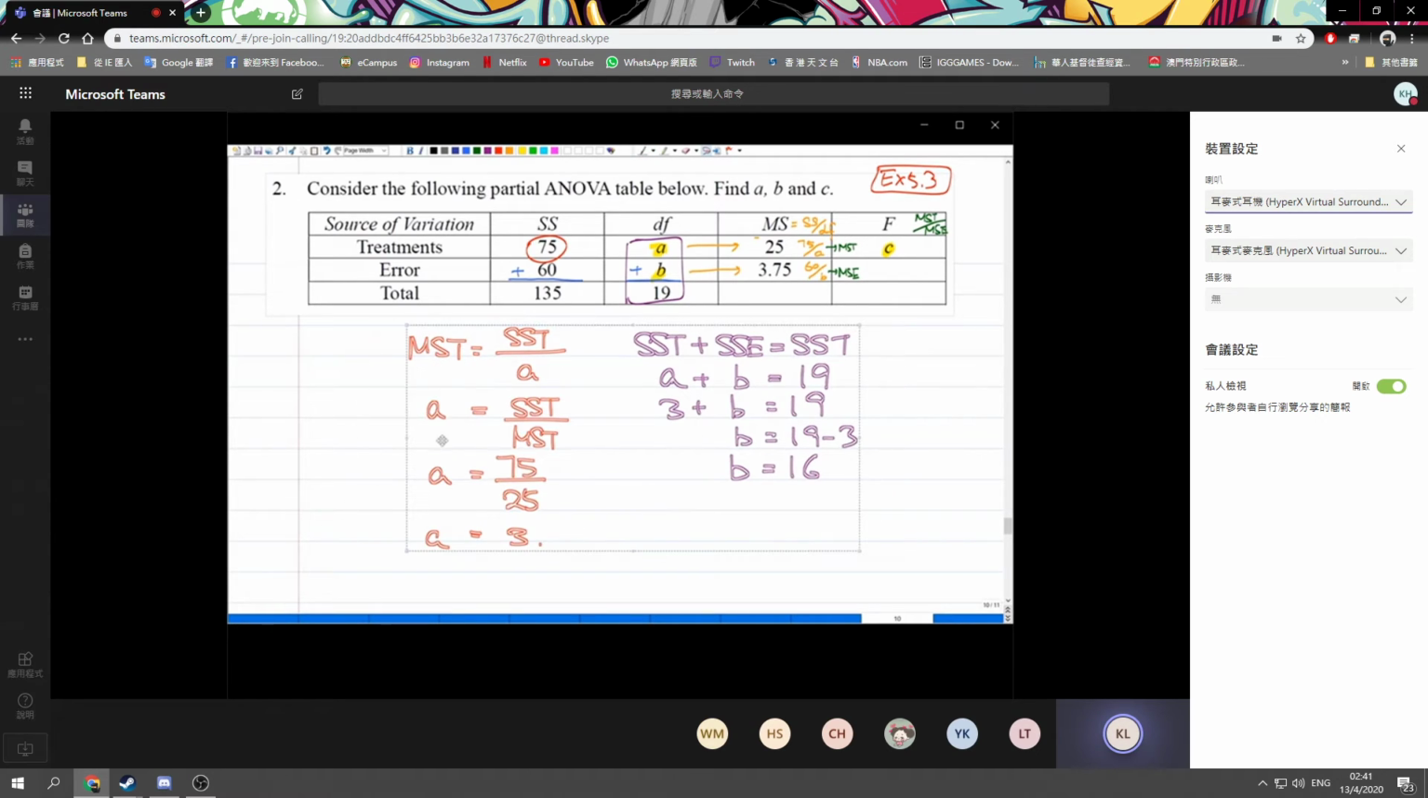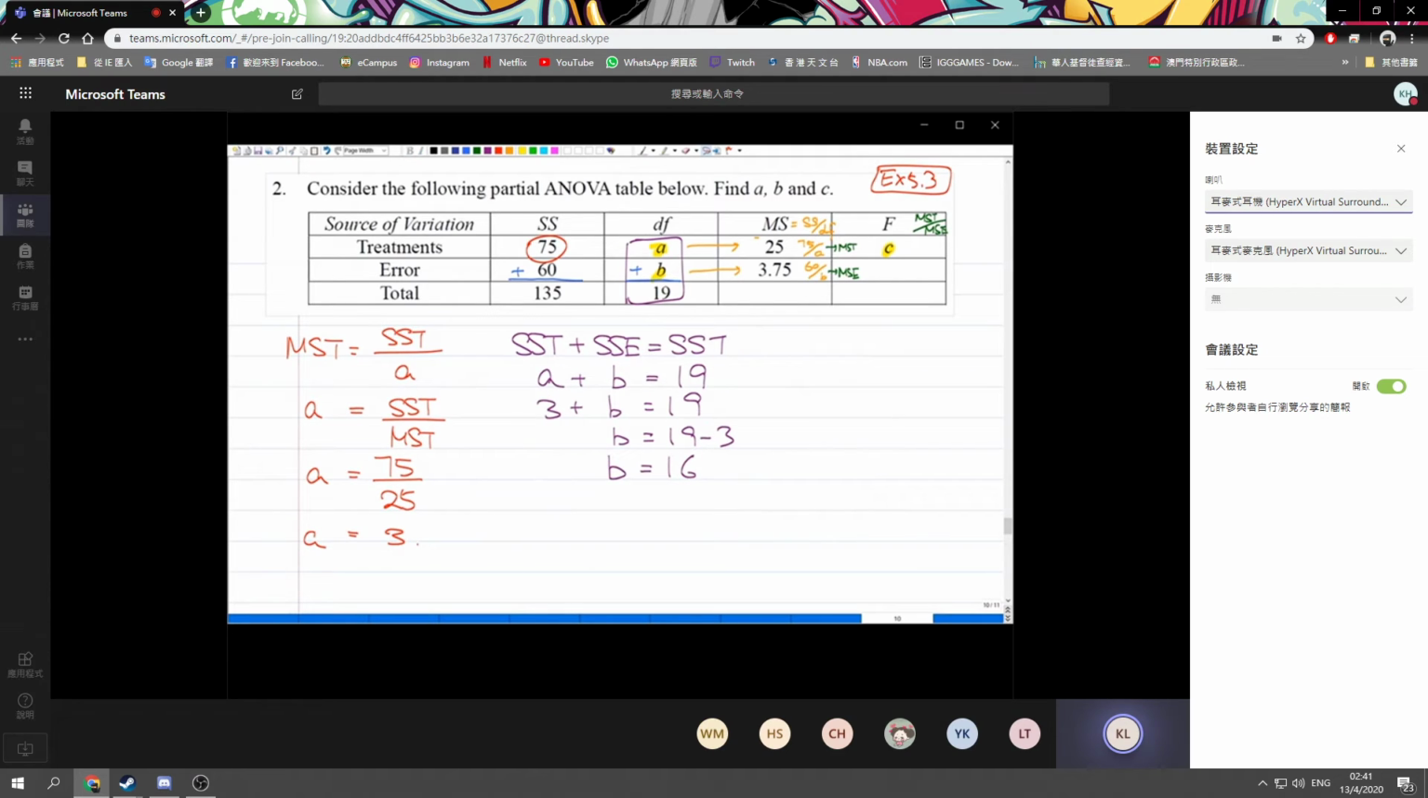And finally, for C, I think this one is the most straightforward. F is MST over MSE. In this case, F is the value of C, and MST is 25, right? And MSE is 3.75, so C is 6.6667. All right, so that's how we fill in an ANOVA table.